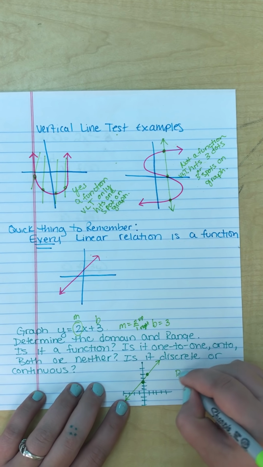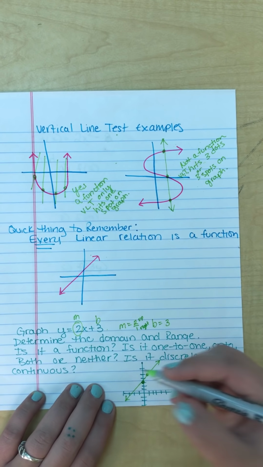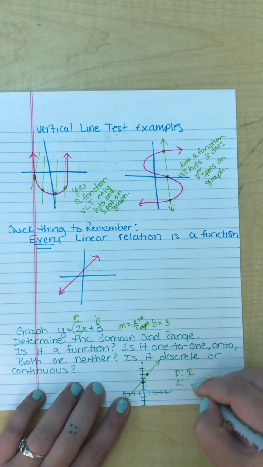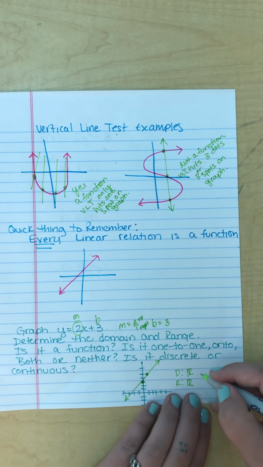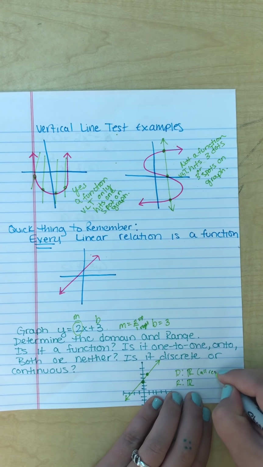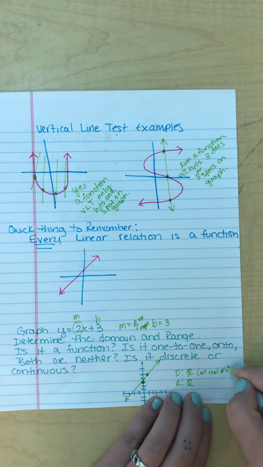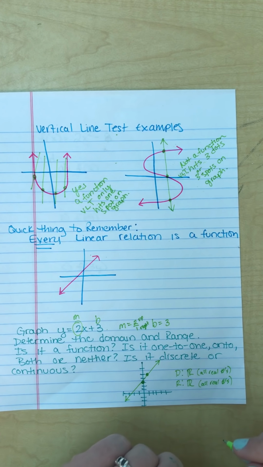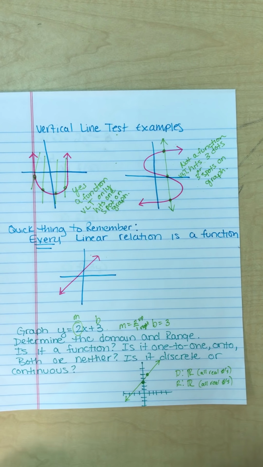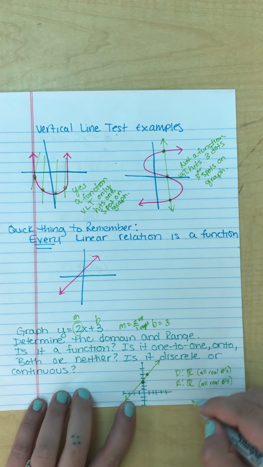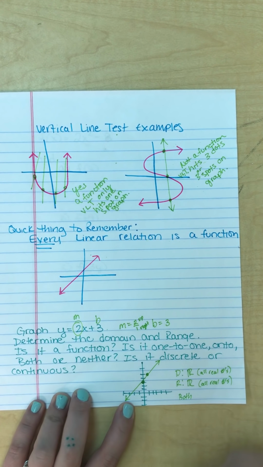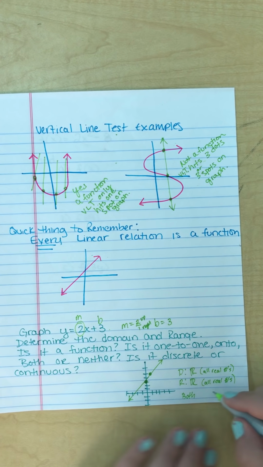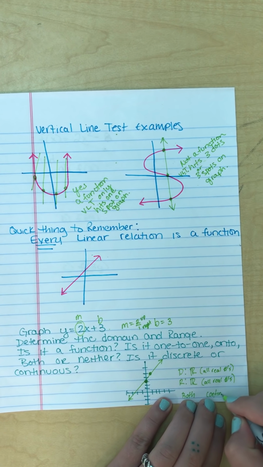Okay, determine the domain and range. Well, anytime you have a line, it's all real numbers. That is a fancy way of saying all real numbers. So all real numbers. Is it one-to-one, onto, both, or neither? This is going to be both. And is it discrete or continuous? This is continuous.